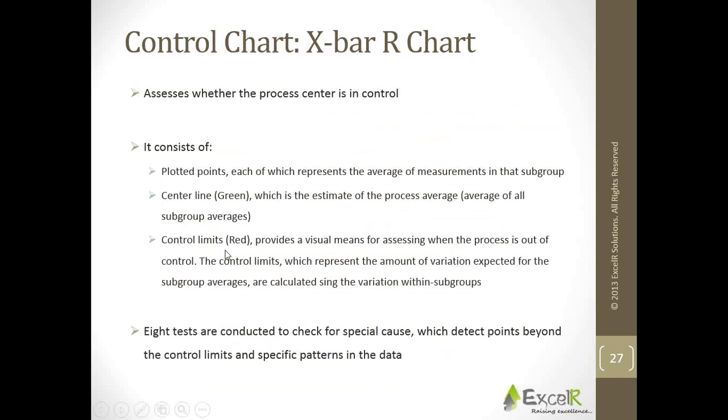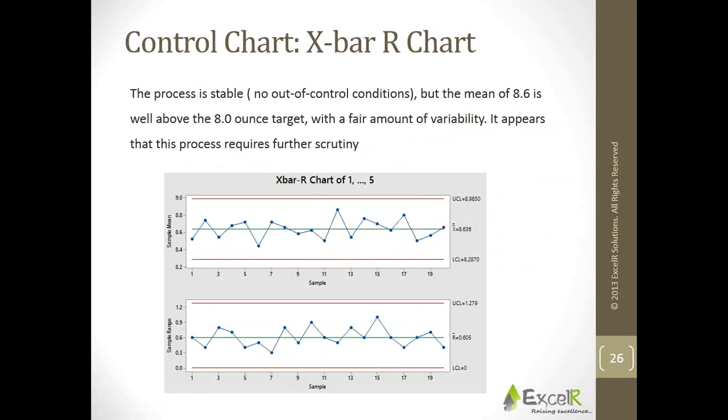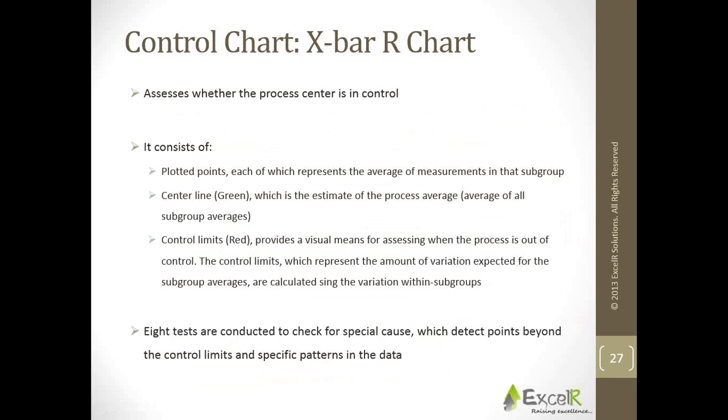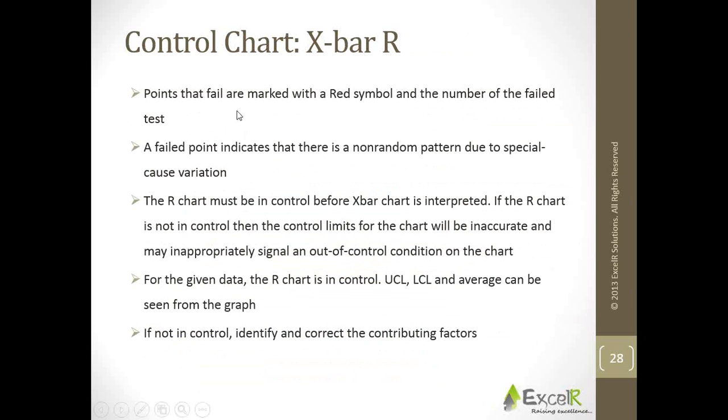The red lines which you see here are the control limits. Control limits represent the amount of variation which is expected for the subgroup averages. Points that fall outside are marked with a red symbol and the number of the failed test. So on top of it, you will see a number 1, 2, 3 until 8.